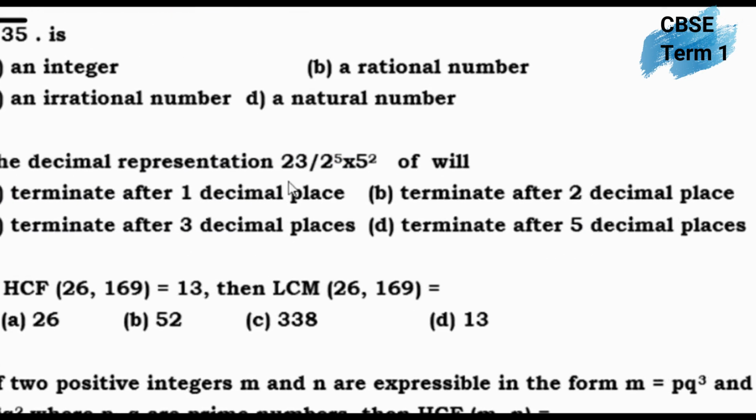17th question. The decimal representation of 23 by 2 power of 5 into 5 power of 2 will terminate after how many decimal places? Four options are given. So definitely it will terminate because the denominator is in the form of 2 power of m into 5 power of n. But the question is after how many decimal places? Without doing this process, I will say this fraction will terminate after 5 decimal places. Reason is the highest power of 2 is 5. So it will end after 5 decimal places.